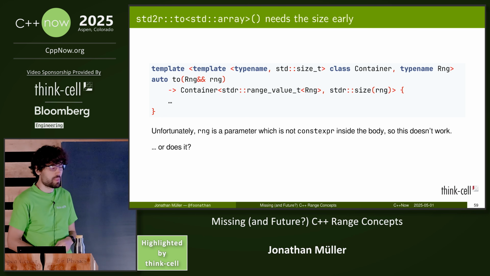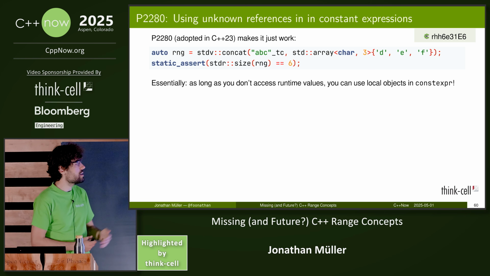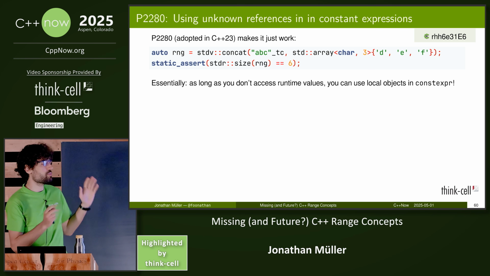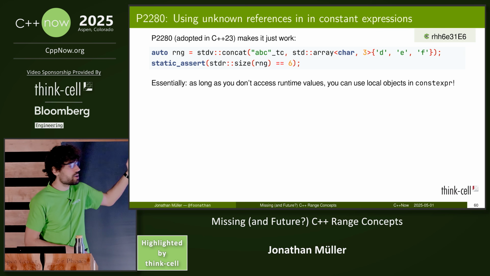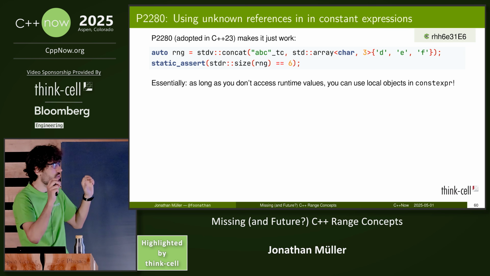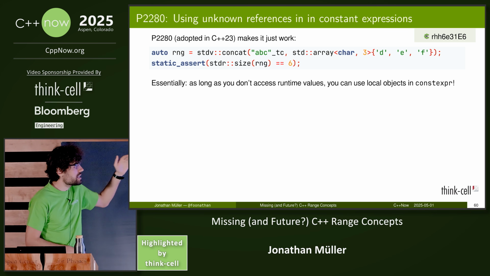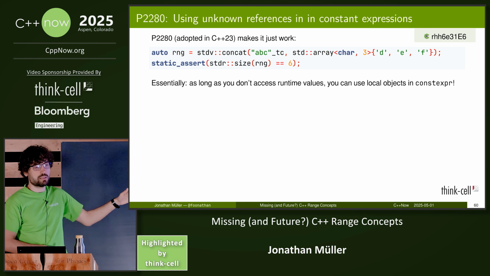Or does it? Ever since C++23, which adopted P2280, it just works. You can write code like this. So you can write a concat of some ranges that have a size which is known at compile time, create them in a local variable, and use the size in a compile time context.